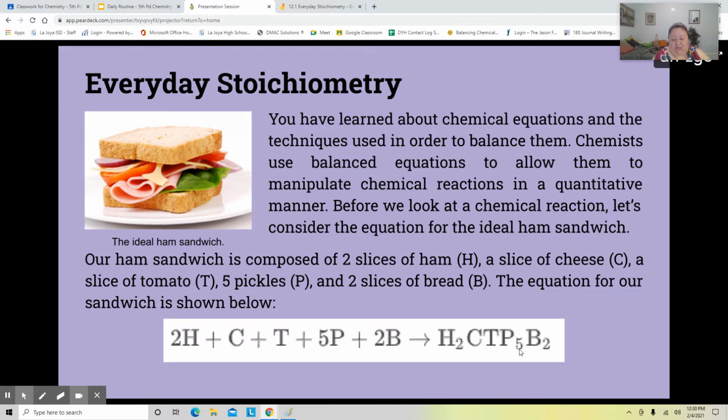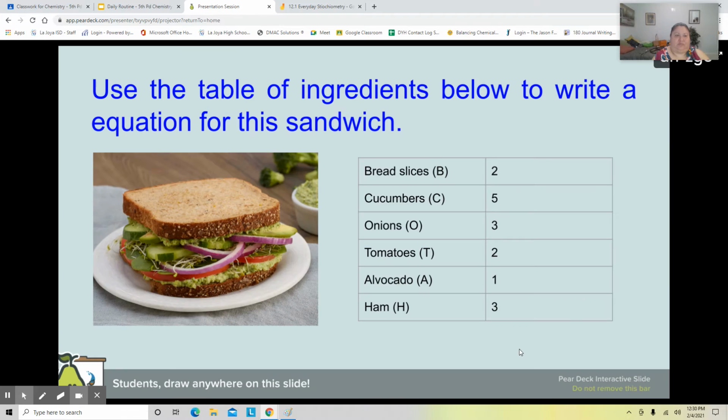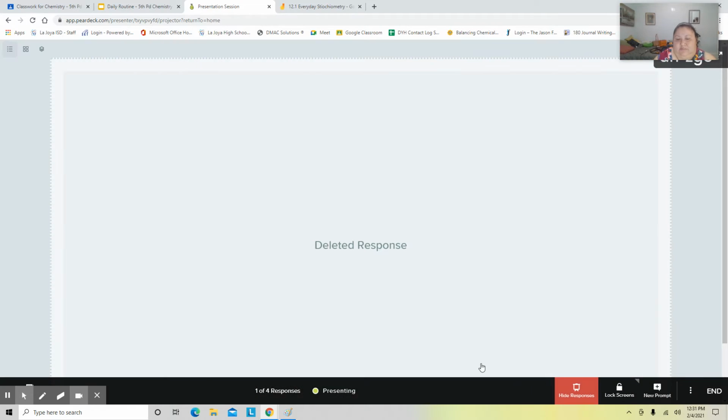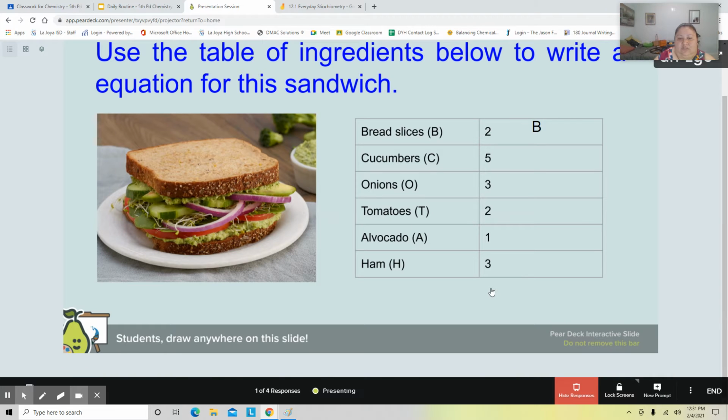Okay. Now I want you to try it out. You are to use the table of ingredients below and write an equation for the sandwich in the picture. All right, so go. I believe I had 5 students or 4 students in Pear Deck. I want all 4 or 5 of you guys to try and write this equation. All right, so let's see. Who's going to start us off? Okay, yeah, B2. Very good.